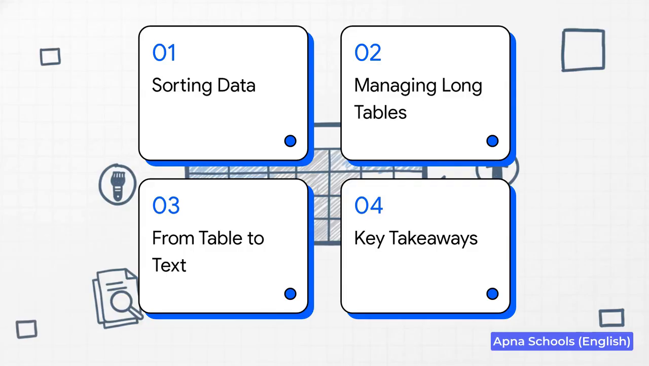Okay, so here's what we're going to do. We're going to cover 3 killer techniques. First, how to get your data in order with just a few clicks. Then, a simple trick to make those super long tables way easier to read. And finally, how to bust your data out of the table format whenever you need to.